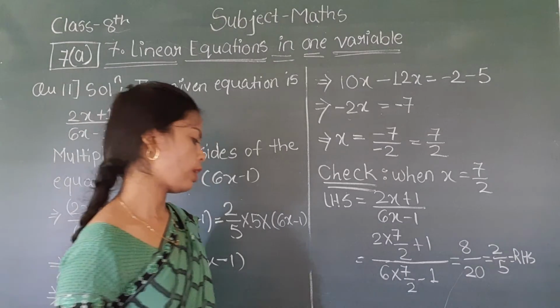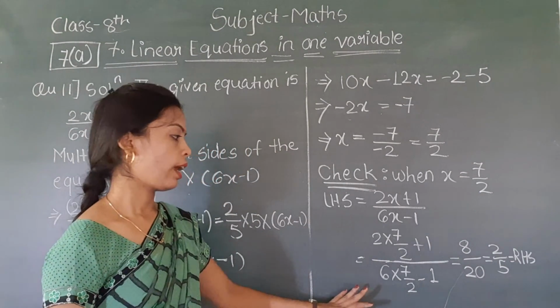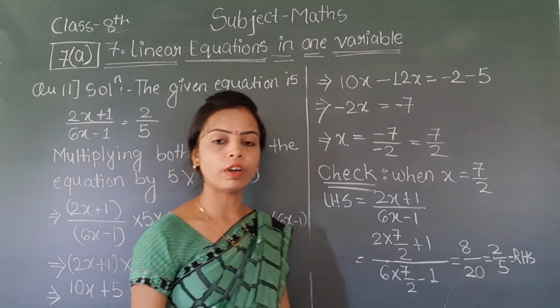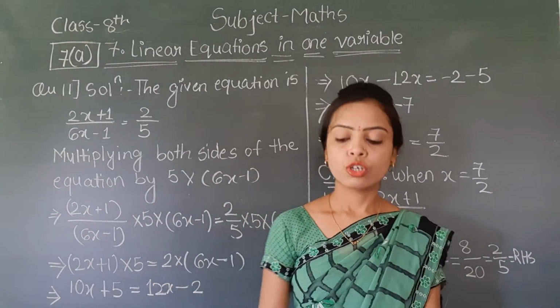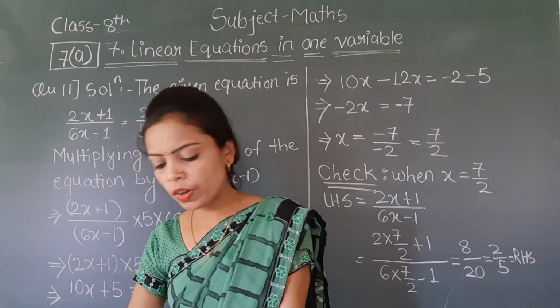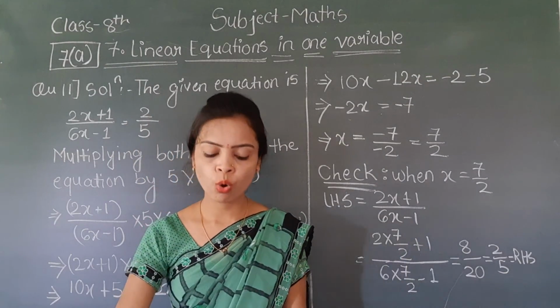Okay, so you have to write it down in the last: hence x is equal to 7 upon 2 is the solution for the given equation. Okay, so the remaining questions, question numbers 12 and 13, are also homework for you.